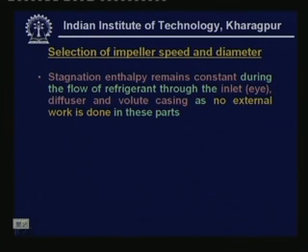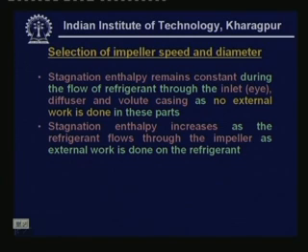So, if you look at the refrigerant flow through the inlet, the diffuser, and the volute casing, in these three parts you are not adding any energy, and you are not removing any energy. Okay. That means the stagnation enthalpy remains same. Only thing that happens here is velocity will be converted into static pressure, otherwise the total enthalpy remains constant. Okay. Whereas in the impeller you are adding work input. So, across the impeller you find that the stagnation enthalpy is increasing. Okay. So, stagnation enthalpy increases as the refrigerant flows through the impeller, as external work is done on the refrigerant.